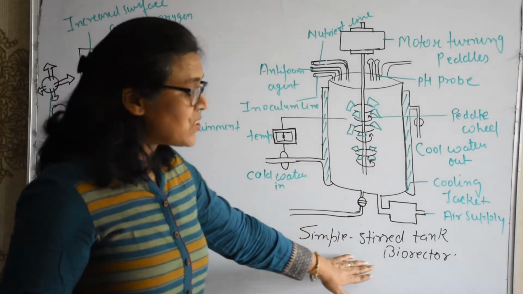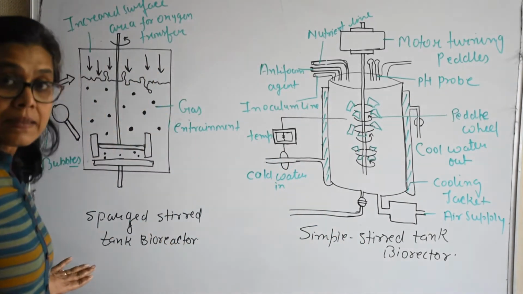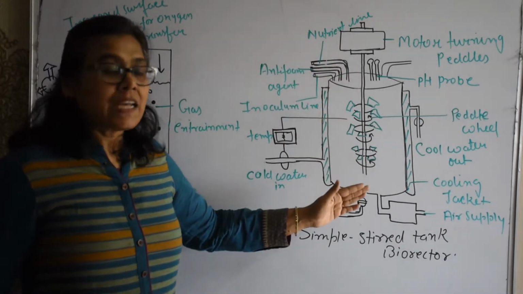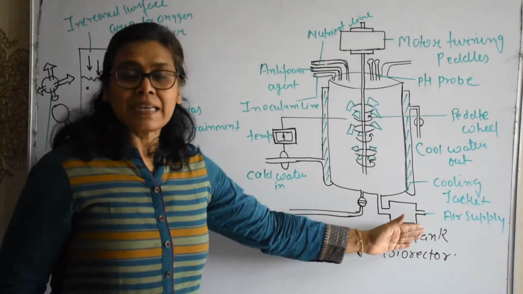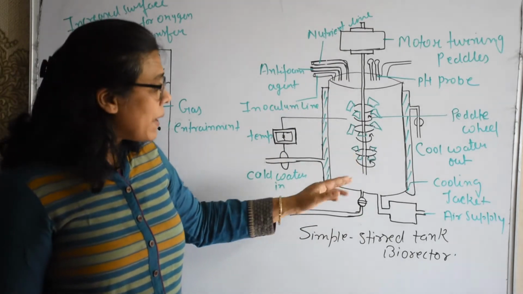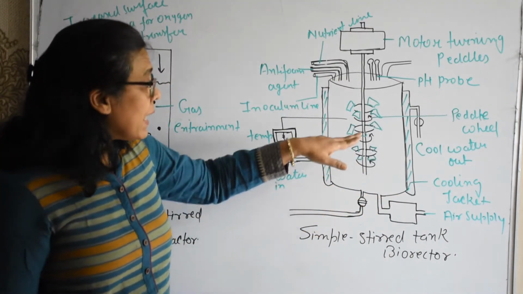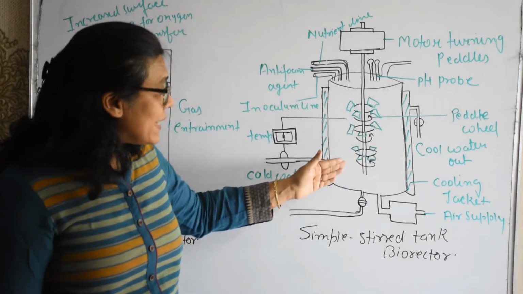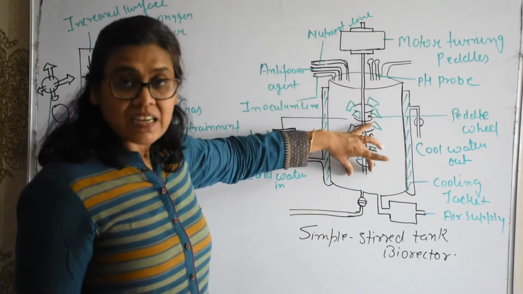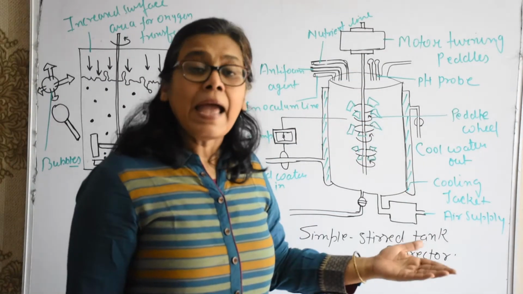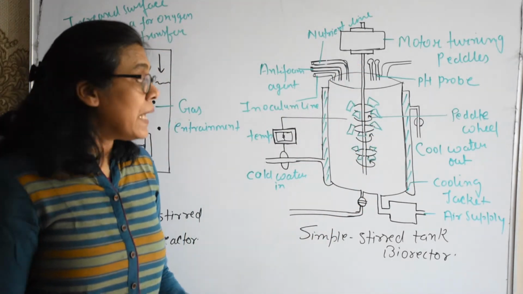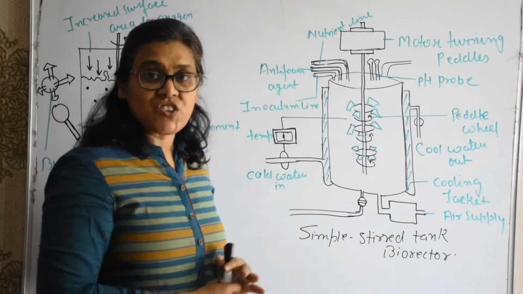There are two types of bioreactors. The one is the simple stirred tank bioreactor, and the other type is the sparge stirred tank bioreactor. So first we will study what a simple stirred tank bioreactor is. This bioreactor is cylindrical in shape and it has a round base. This round base facilitates the mixing of bioreactor content, and there is a stirrer which helps in the mixing and the availability of oxygen throughout the bioreactor. Here the aseptic condition is maintained.